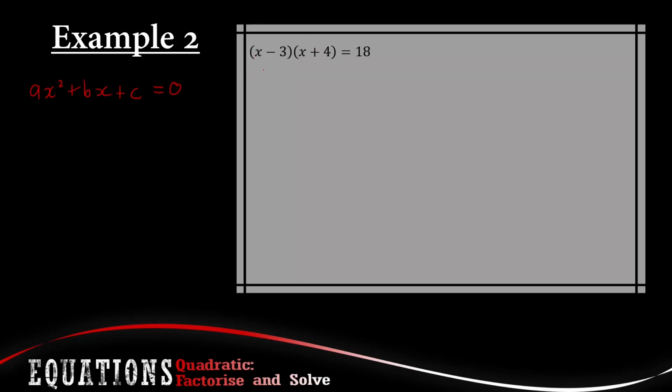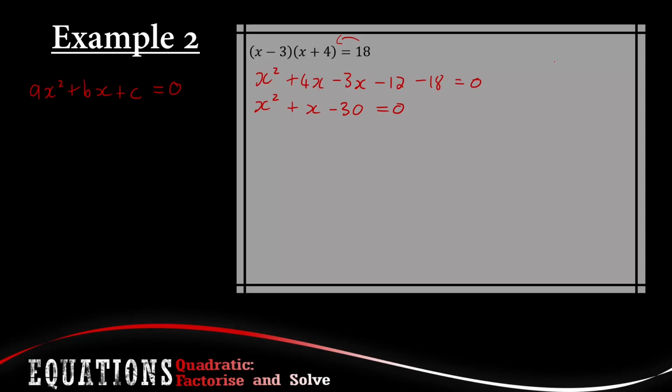Now we start off by foiling out the bracket. So we have x squared plus 4x minus 3x minus 12. And then I'm also going to bring the 18 over to the other side. Minus 18 equals 0. Because remember, when you have a linear equation, you have all your x's on the one side and your constants on the other side. But when you have a quadratic equation, all the terms come over to the one side and you equate that to 0. Okay, and then if we simplify this, x squared plus x minus 30 equals 0. So now we have a being 1, b is 1, and c is negative 30.